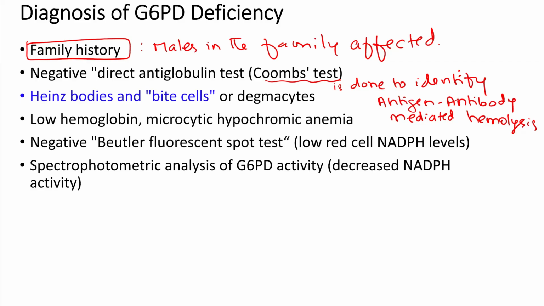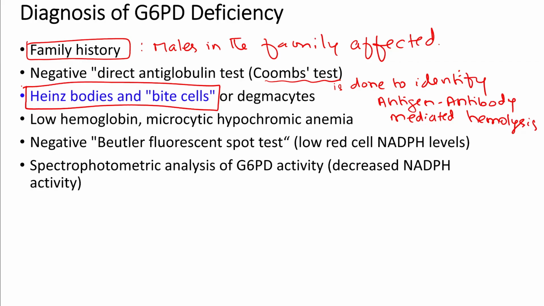The next one which you should look for is Heinz bodies and bite cells. Heinz bodies and bite cells are also called degmacytes. So Heinz bodies are precipitated hemoglobins that I have already explained to you.